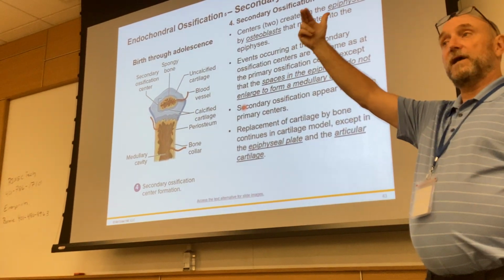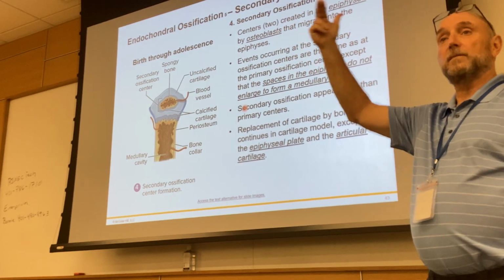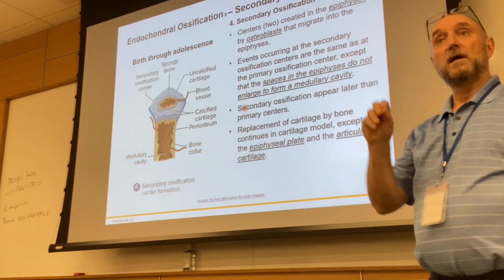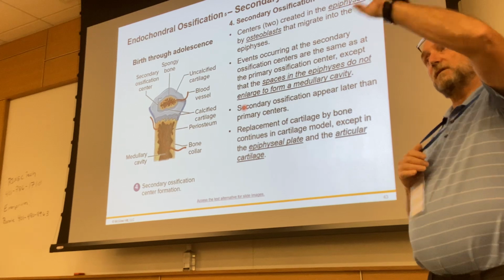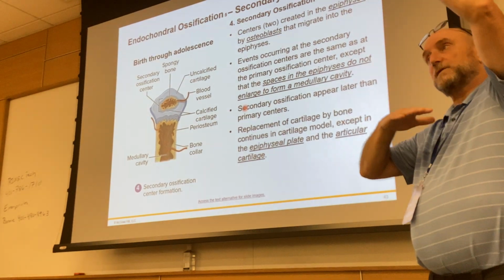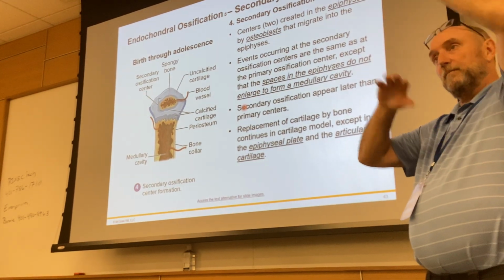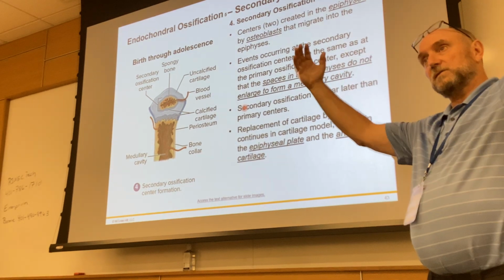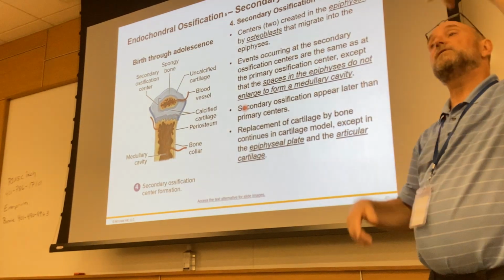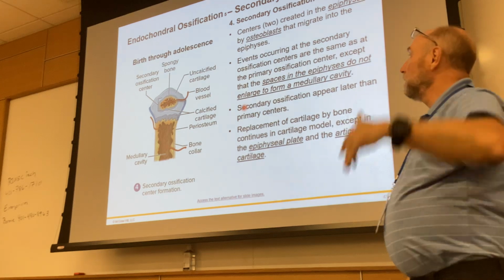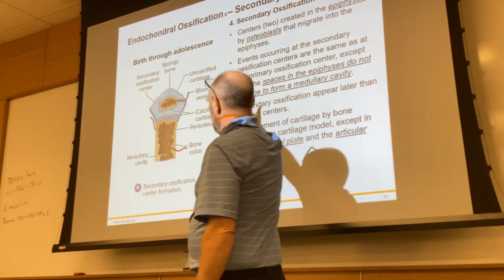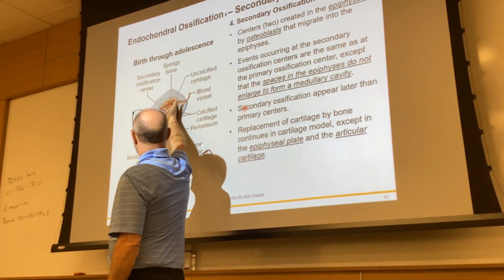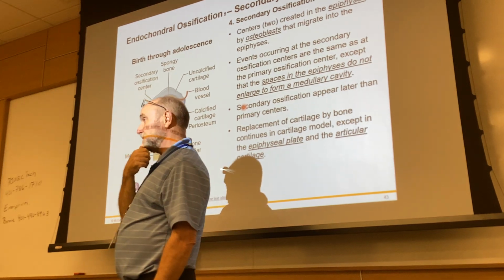The secondary ossification occurs in the proximal epiphysis and the distal epiphysis. It starts in the center of the epiphysis, and then it progresses superficially, and it goes to the periphery, right? So it goes to the surface, and it doesn't continue everywhere. So here is the center of the secondary ossification center.